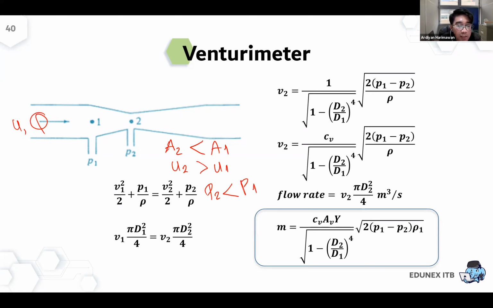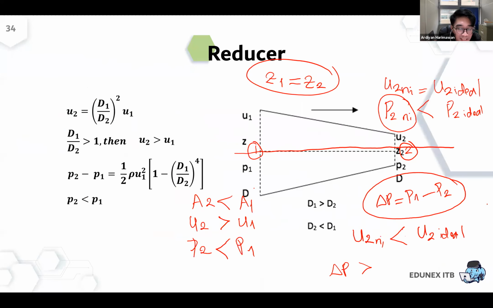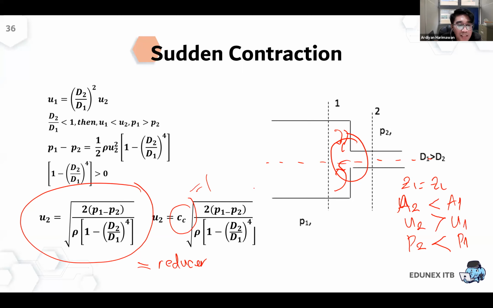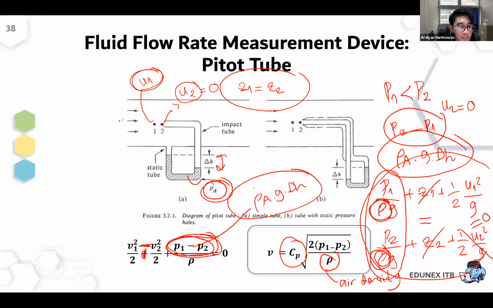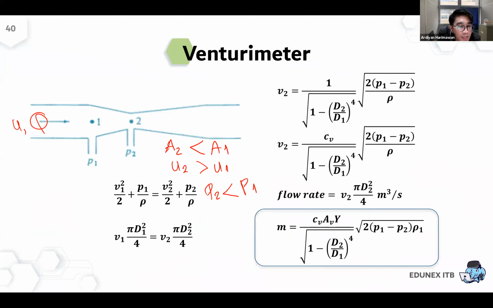However, the schematic is similar to a reducer. If orifice is like a sudden contraction, what is the name? I forgot. So if the orifice is the sudden contraction, the venturi is a reducer. You can imagine this device is like that. If you just use the ideal approach using the Bernoulli, it is exactly the same. The final equation is exactly the same. The correlation between pressure and velocity is exactly the same.